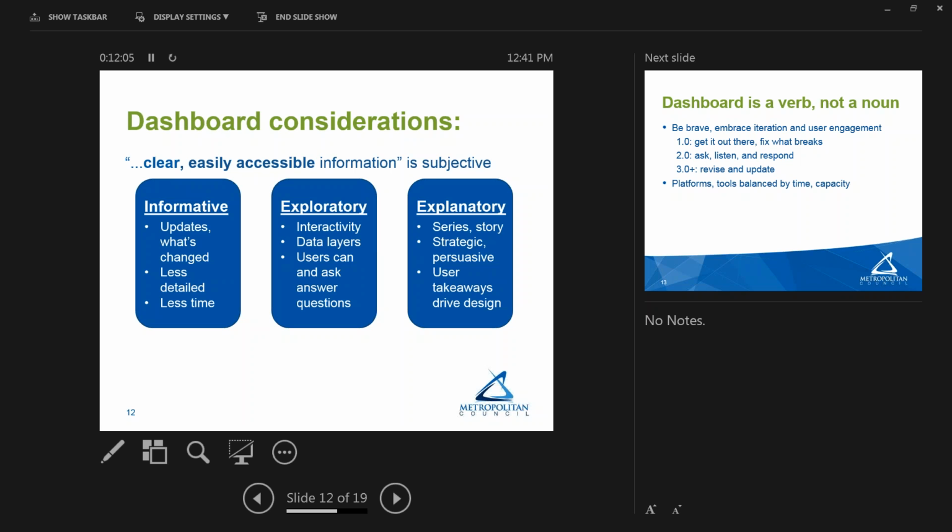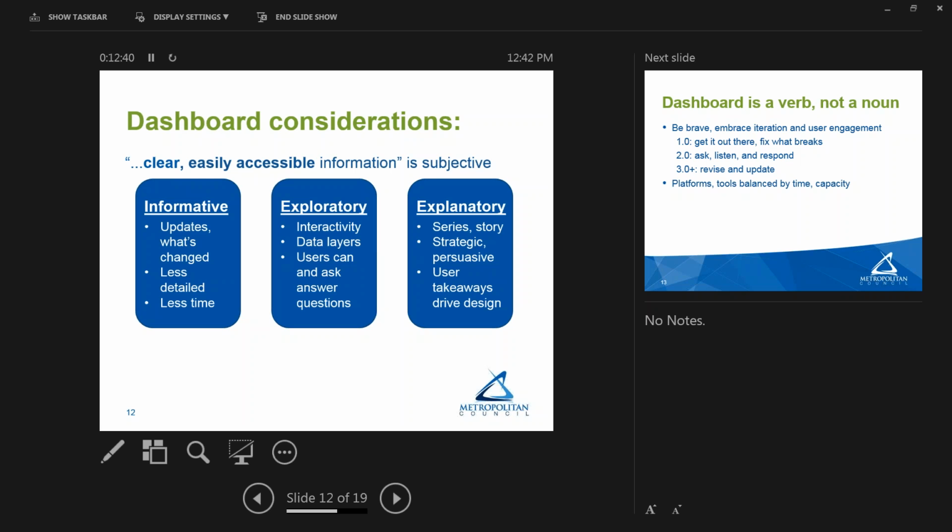So I adapted a framework that was shared with me in a Tableau training, which I thought was really helpful for thinking about our dashboard as products. So there's 3 types. And obviously there's more types than that, but they mentioned 3 types specifically. Informative, exploratory, and explanatory. And so you can see kind of the characteristics of each and how they relate. So informative, update what's changed, what's the latest, less detailed, and less time spent there. It's really just to kind of check in on what's going on.